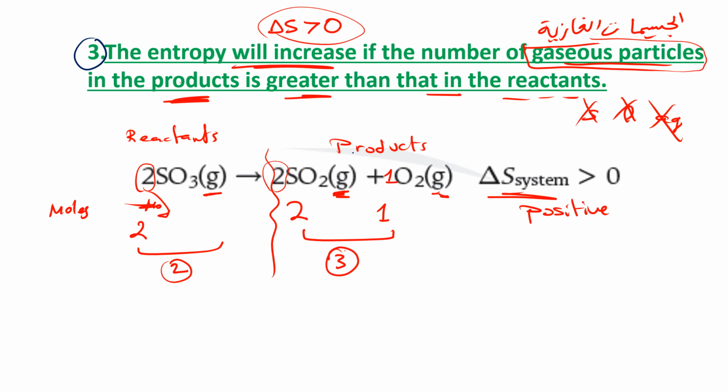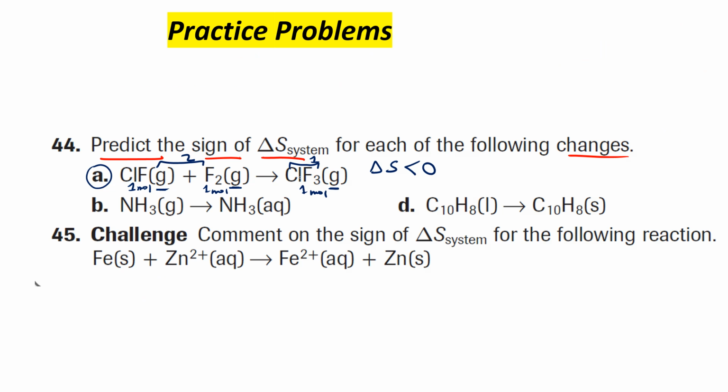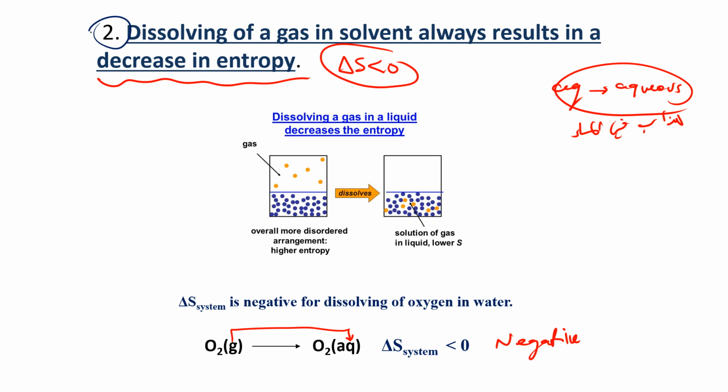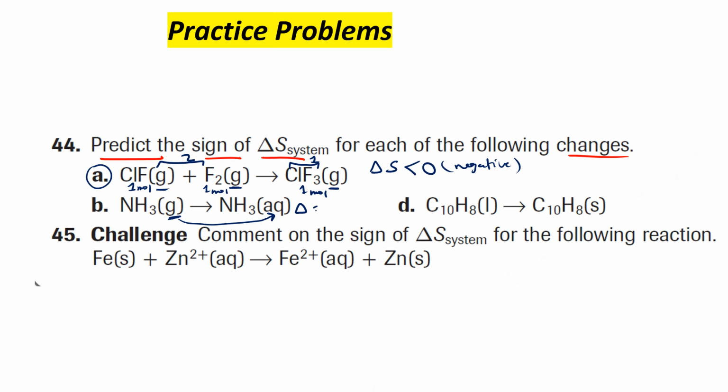احنا كنا قلنا في rule number 3 إذا المولز زادت الانتروبي تزيد. الحين صار العكس. Now the opposite happened. The moles decreased in the products, so the delta S is going to be negative, less than 0. Gas becomes aqueous. This was number 2. When gas becomes aqueous, the delta S of the system is negative. Okay? So, the delta S is less than 0. Negative.